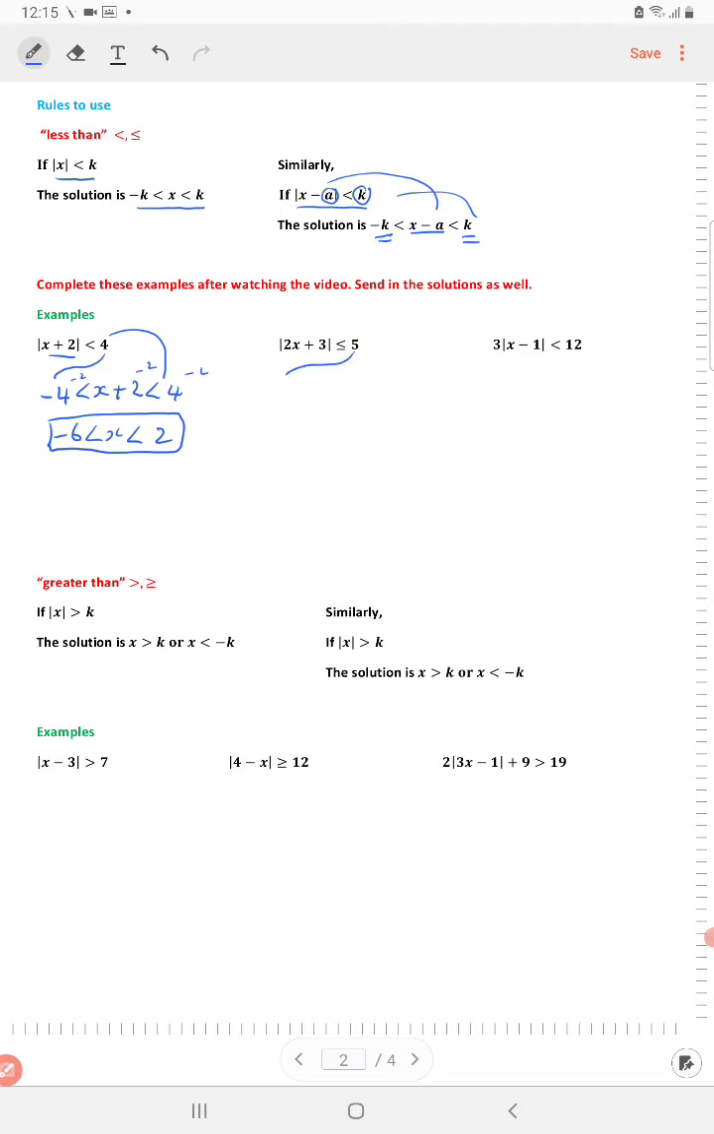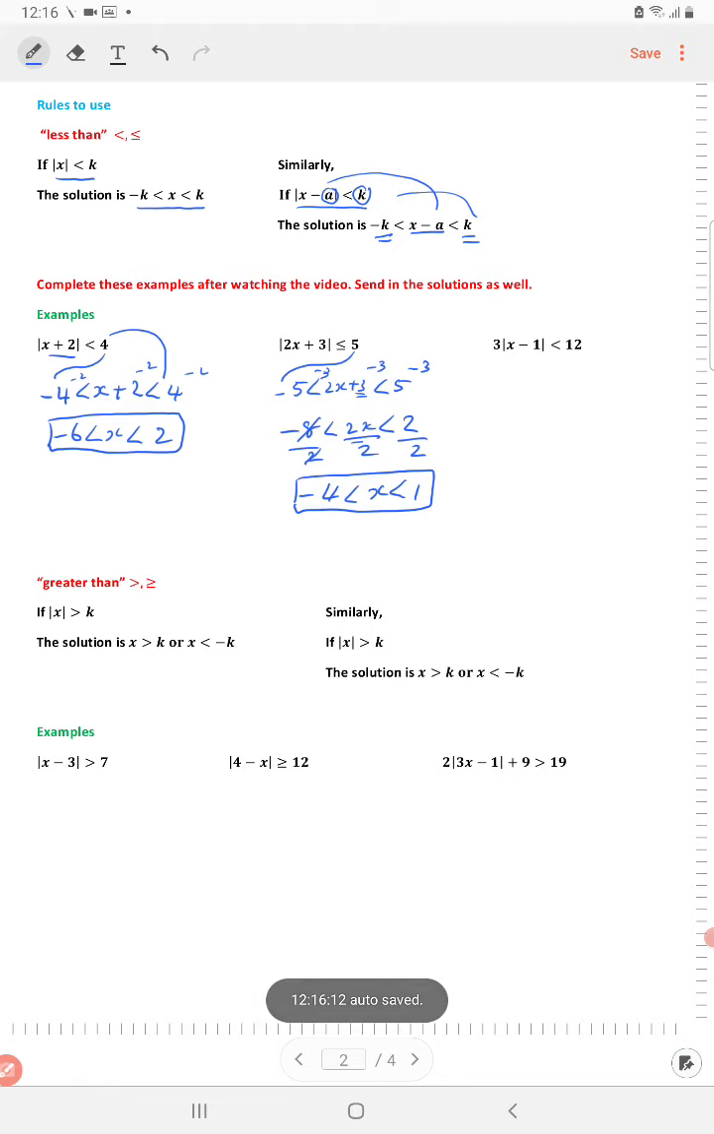Again, in this question, we write the minus 5 here, less than 2x plus 3, less than 5. So now we've got a 3 to get rid of, so subtract 3 both sides, as you did at school. So minus 5 minus 3 is minus 8, less than 2x, less than 5 minus 3, which is 2. You've got a 2 to get rid of, so divide everything by 2. Okay, minus 8 on 2, minus 4, less than x, less than 1. That's your solution again. So any value between minus 4 and 1 will make this inequality true.